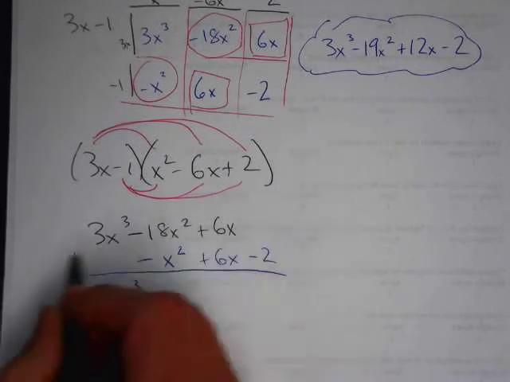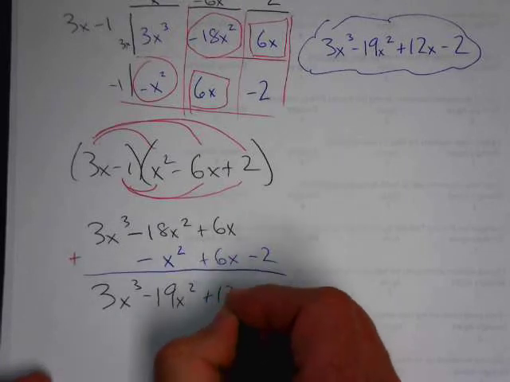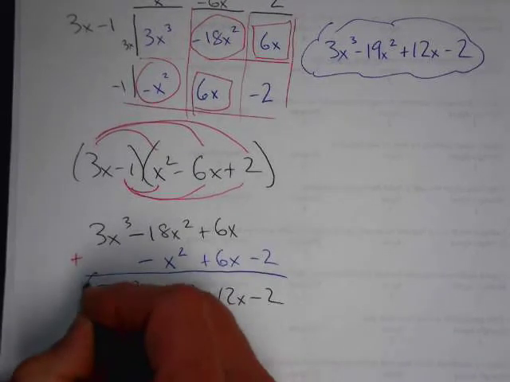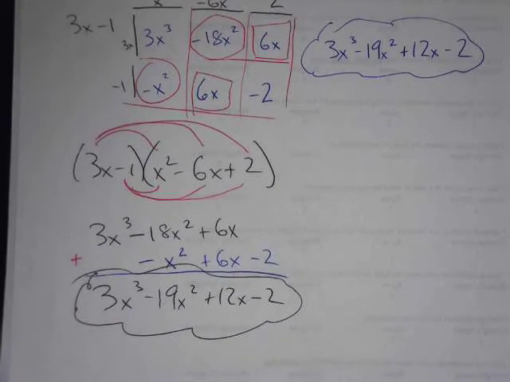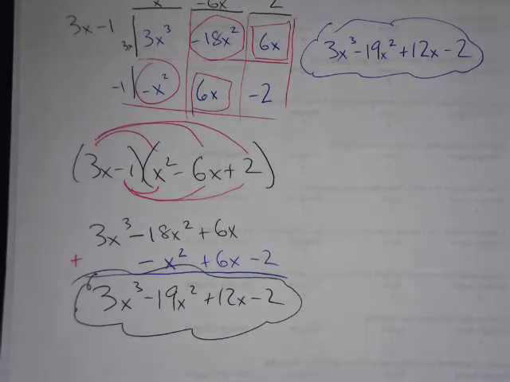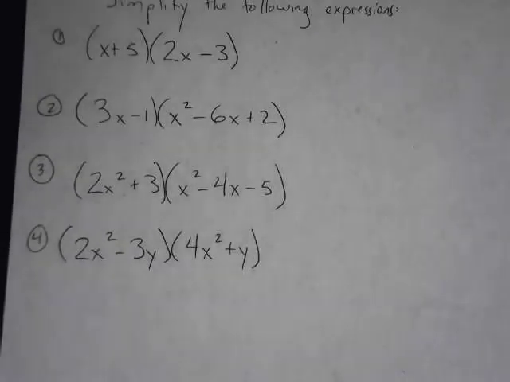3x to the third power, negative 18 minus 1 is negative 19x squared. 6 and 6 is 12, plus 12x. Minus 2, done. Okay, so that would then be, no matter which way we look at it, either area model or distributive property, you're going to end up with the same result as long as you're doing things right and being careful with signs. All right, so number 3, choose your method.